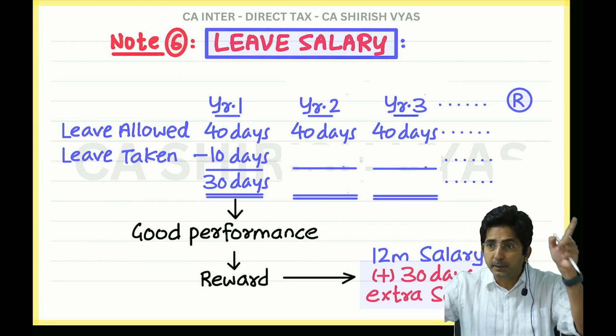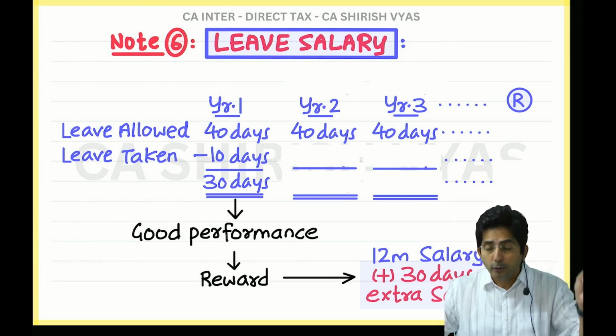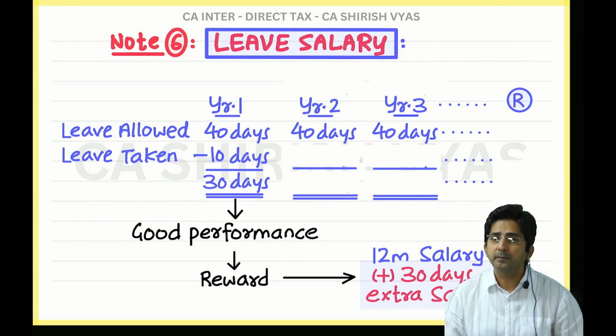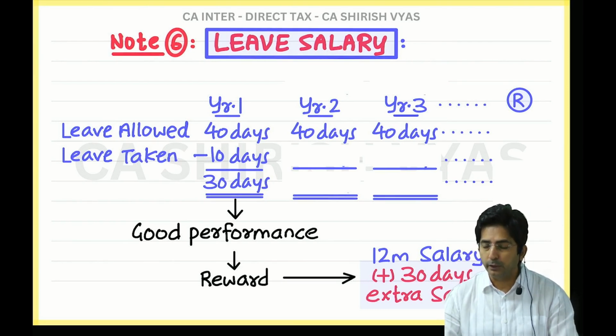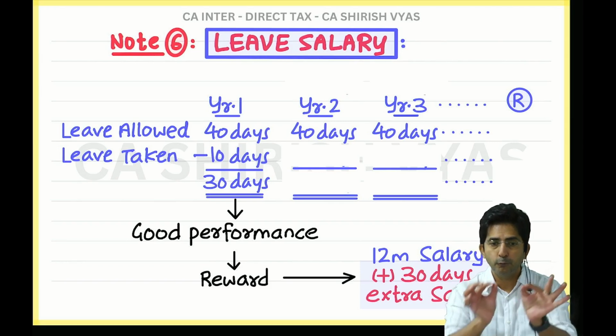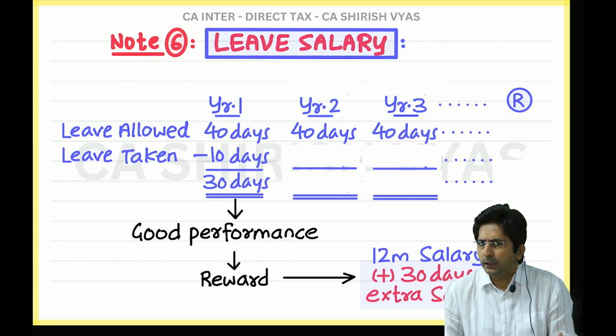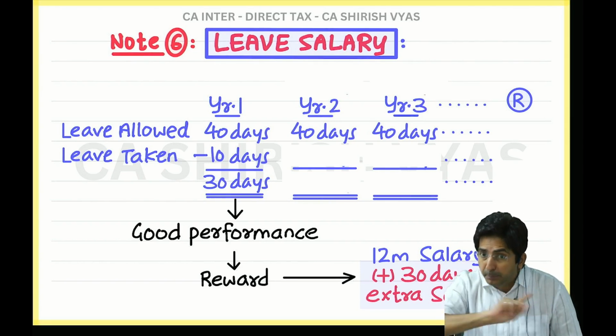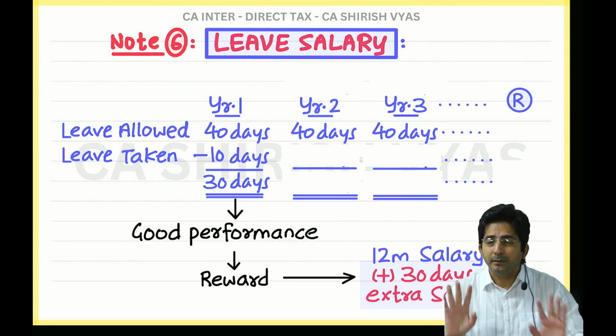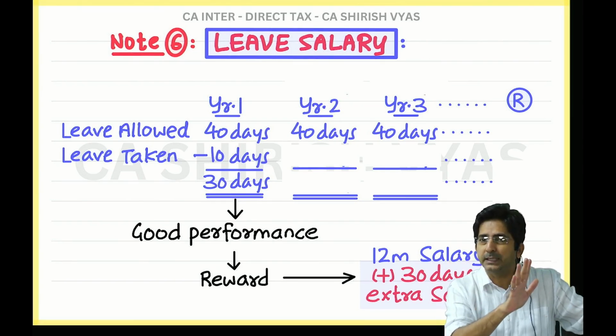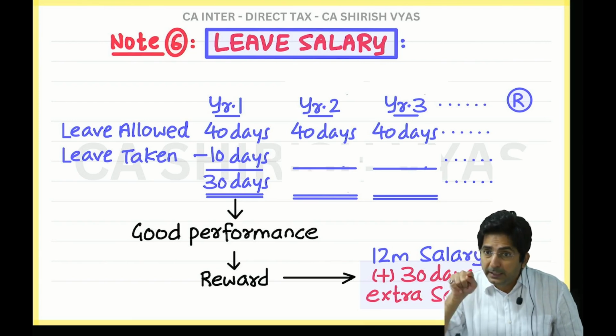In your 12 months salary, they will cut 15 days salary if you take more leave. So in short, imagine three situations. If you take exactly 40 days leave, no punishment, no reward. If you take more leave, your salary will be cut. But don't pay attention to these cases. Right now what I am teaching is leave salary.